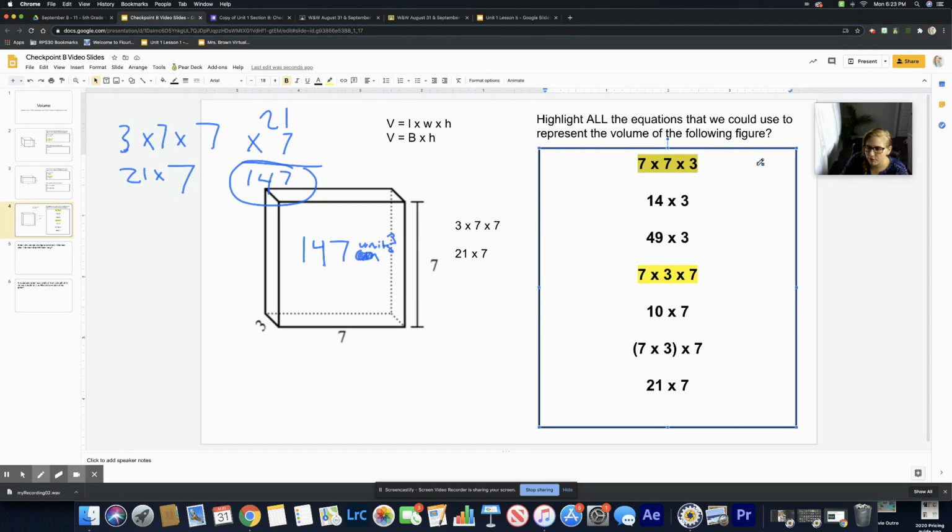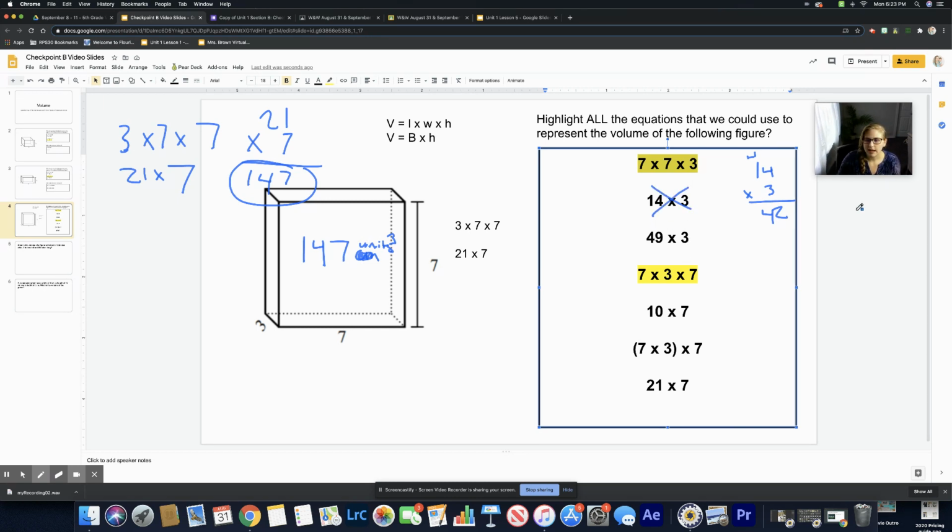So let's try 14 times 3. 14 times 3. 4 times 3 is 12. 3 times 1 is 3 plus 1 is 4. So is this one that represents this volume? It does not. I'm going to cross it out.